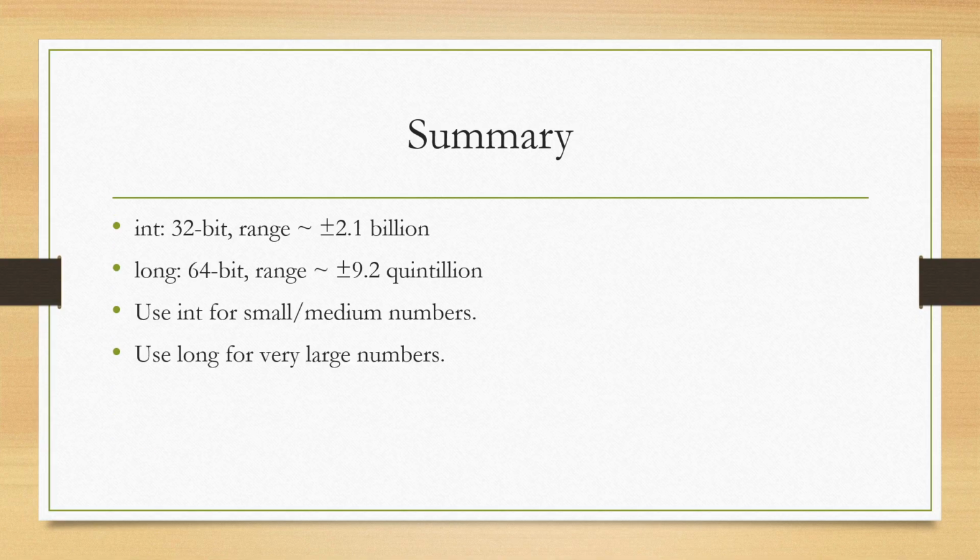So let's quickly recap. Int is 32-bit, range up to plus or minus 2.1 billion, used for smaller numbers. Long is 64-bit, range up to plus or minus 9 quintillion, used for very large numbers. Both are integer data types, but you should choose one based on the size of the number you want to store.